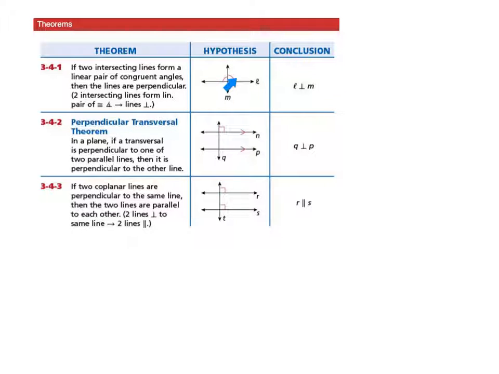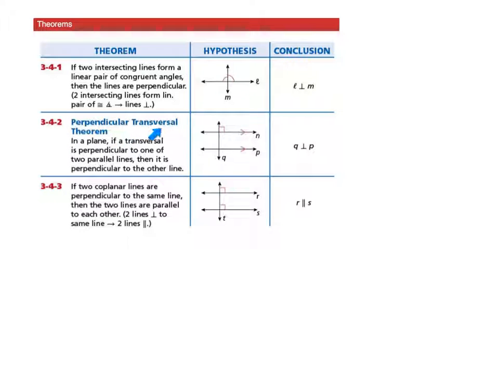Since we have a linear pair, which is 180 degrees, and this is cut in half because we have two of the same angle measurement, well, 180 cut in half would have to be 90 each. And so therefore, the lines must be perpendicular.